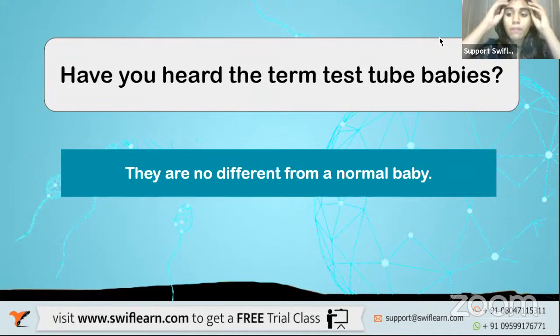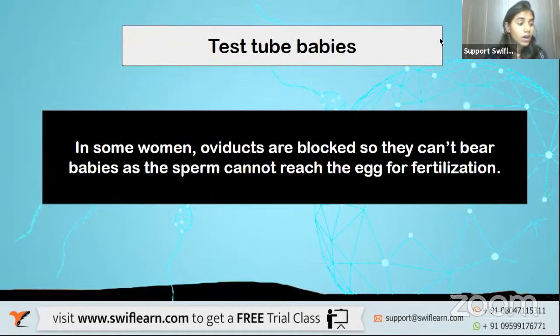In such cases, what happens is they take out the ova from the woman, and then they take out the sperm from the father. And they put both of them in a test tube. Fertilization happens inside the test tube, that is, the zygote will be formed, and once the zygote starts developing, it is taken and kept inside the mother's uterus. The entire child will not grow in the test tube. Once the zygote is a little bit developed, they will embed it in the mother's uterine wall, and that is where the child will grow.